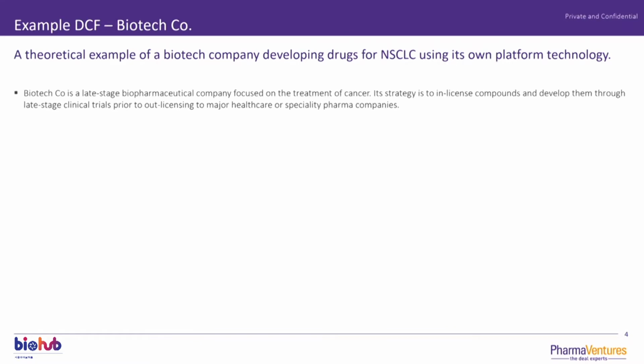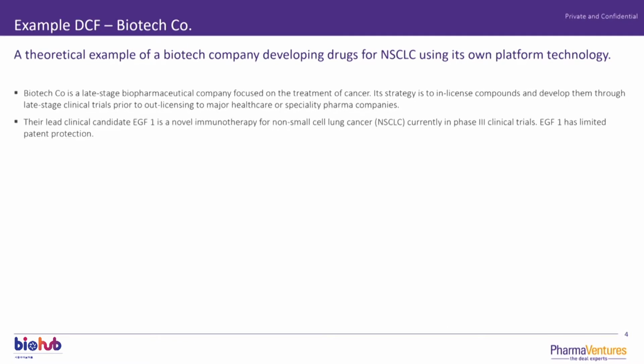So here's the background. Late stage, focused on the treatment of cancer, and it in-licenses compounds and develops them through to late stage trials and then out-licenses. So a very typical model. It looks to then do the out-licensing to a major pharma and make money. They have a lead candidate. Let's call it EGF-1. It's a novel immunotherapy for non-small cell lung cancer, currently in phase 3, with very limited patent protection. So it's obviously had a sort of checkered development history where it's actually made it, but the patent life is running out and it's not going to have a lot of time in market.